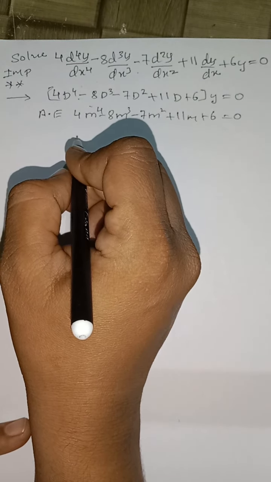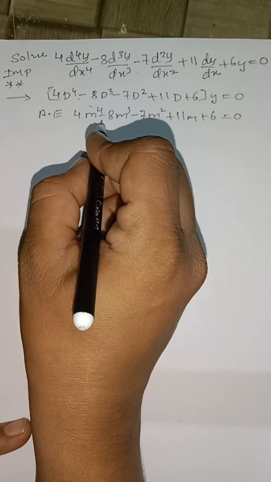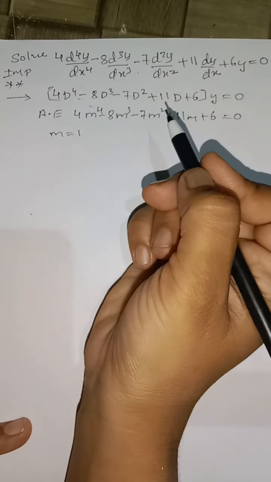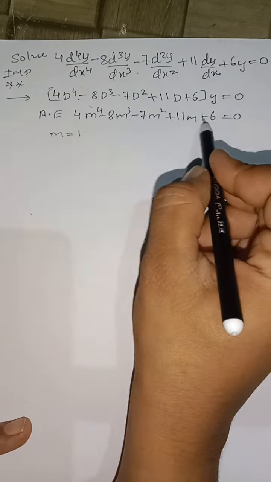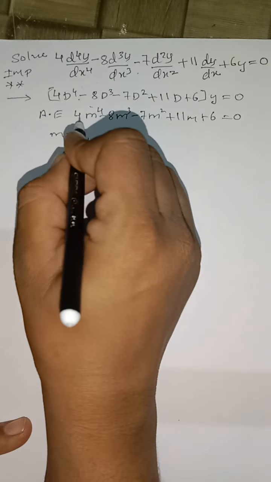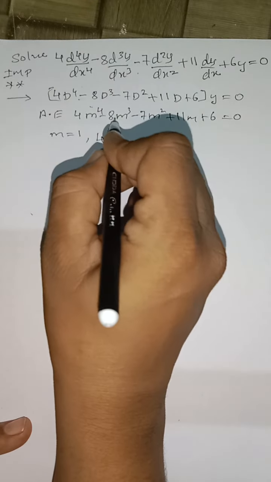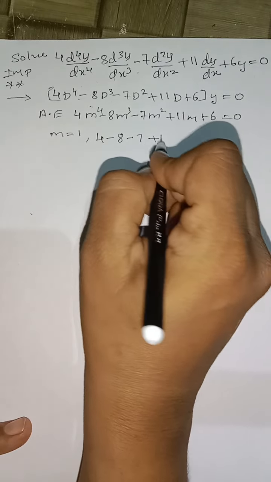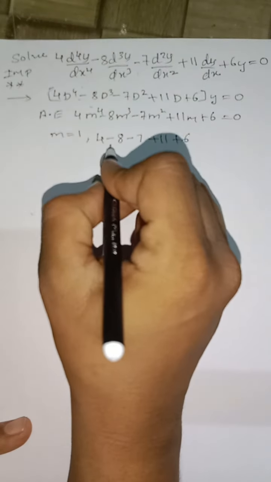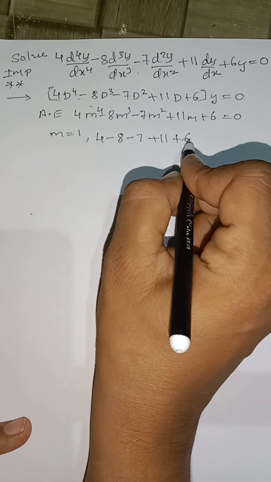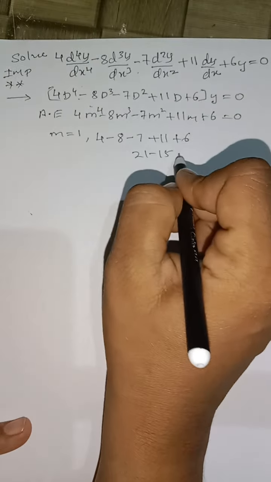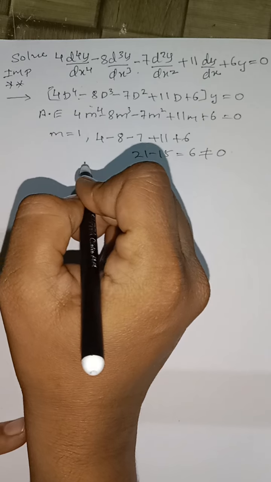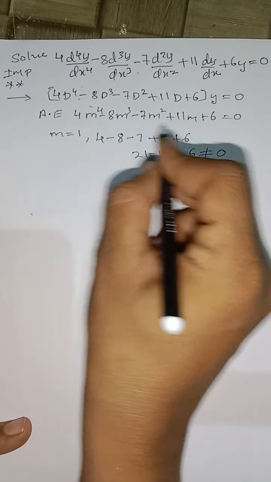Now before starting with synthetic division, you have to find for what value of m the root is satisfied. So let me take m equals 1. For m equals 1, whether we get the equation equal to 0. So this will be 4 into 1 raised to 4 is 4, minus 8 into 1 cube is 8, minus 7 m square is 7, plus 11 into 1 plus 6. So this is 4 plus 11, 15, 15 plus 6 is 21, 21 minus 15 is equal to 6, which is not equal to 0. So m equals 1 is not a root. You have to find the value of m such that this equation is satisfied.